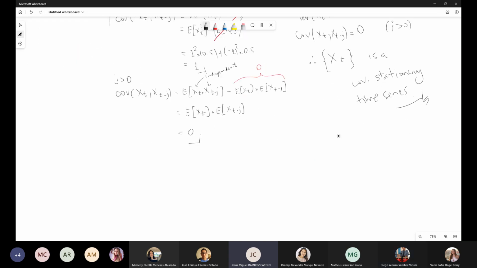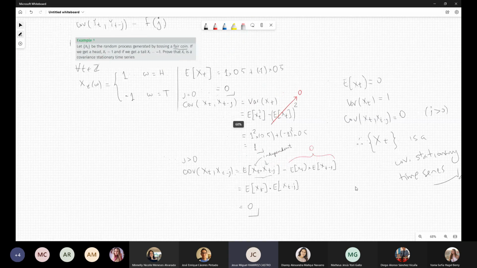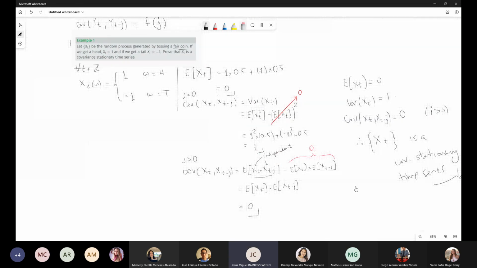It's like 1 times 0, 0 times 1, 1 times 1, 0 times 0. Here, you mean here, right? Because you need to multiply for the probability, in the case that they were not independent. Yep. It's as you said. Ya, gracias, profe. Any more questions about this example?